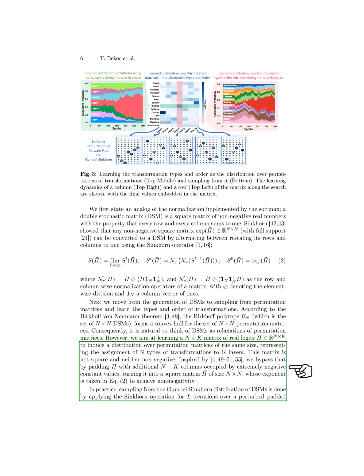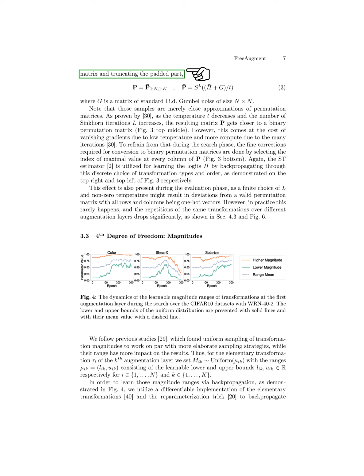To handle the non-square nature of our logits matrix, we pad it with additional columns filled with very negative values, transforming it into a square matrix. We then apply the Sinkhorn operation to this padded matrix to sample from the distribution of DSMs, truncating the extra columns afterward. As we sample, we note that these samples approximate permutation matrices. As the temperature decreases and the number of Sinkhorn iterations increases, our resulting matrix approaches a binary permutation matrix. However, this process can lead to vanishing gradients and increased computation.